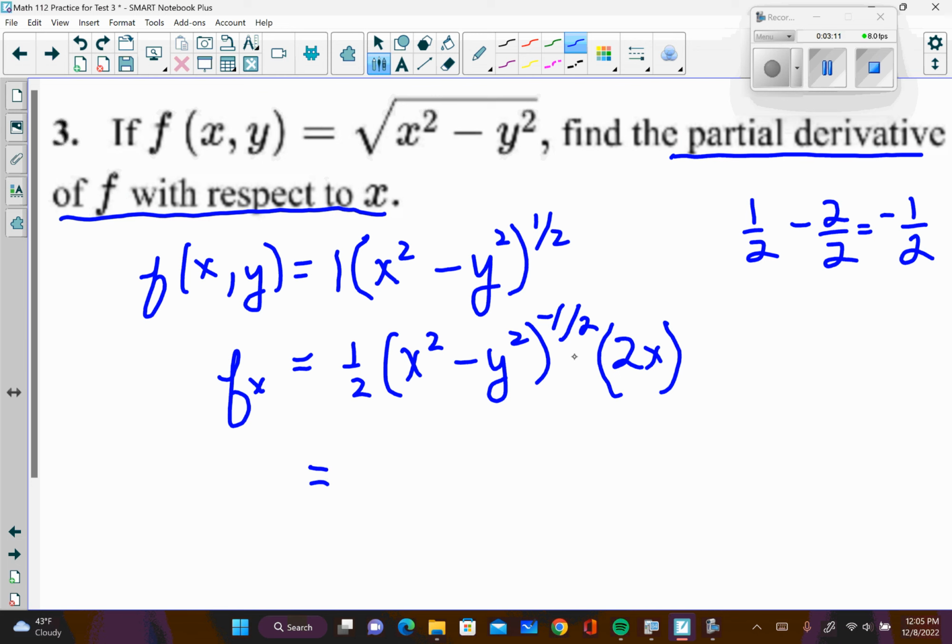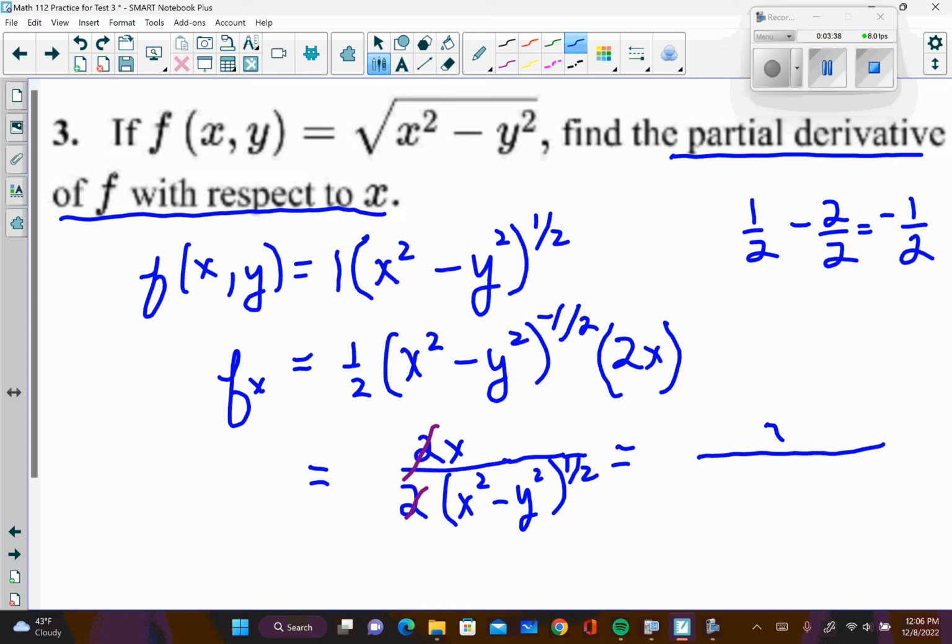So we can say 2x times 1 over this 2 in the denominator, and we put x squared minus y squared to the 1/2 in the denominator. By moving this to the denominator, it makes the exponent positive 1/2 instead of negative 1/2. And the 2's cancel. So in simplest form, we have x over something to the 1/2, which can be written as x over the square root of x squared minus y squared.